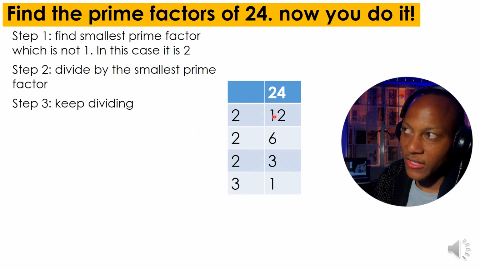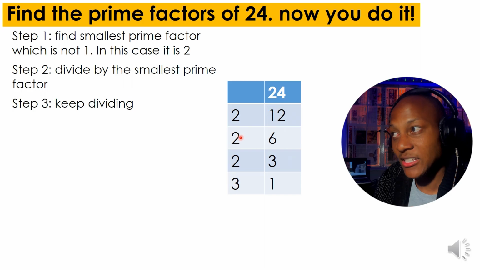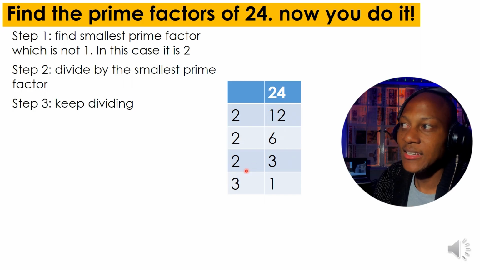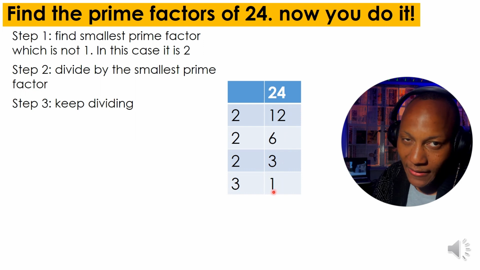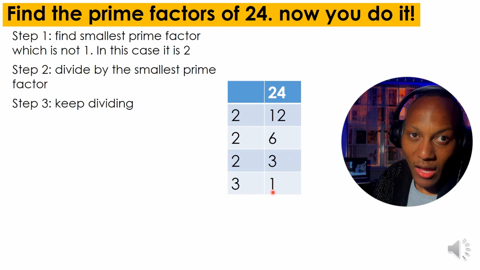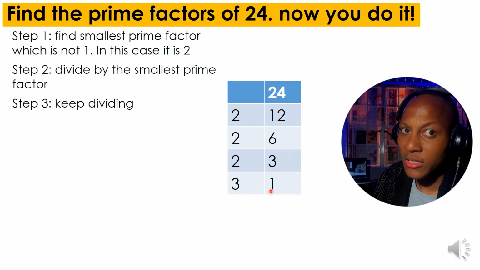2 into 24, that's 12. So this answer that you get, you divide it by another. The smallest prime factor is 2. 2 into 12, that's 6. The smallest prime factor is 2. 2 into 6, that's 3. 3 into 3, that's 1. Are you tracking with me? I know you can't respond, but just check with me.